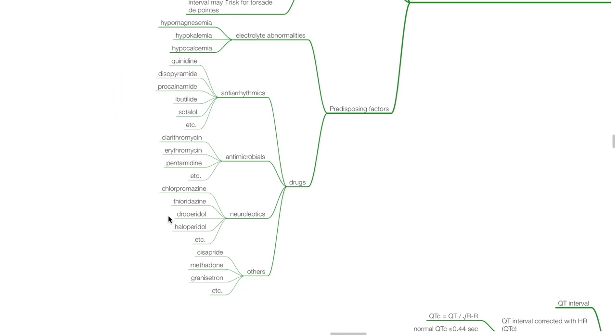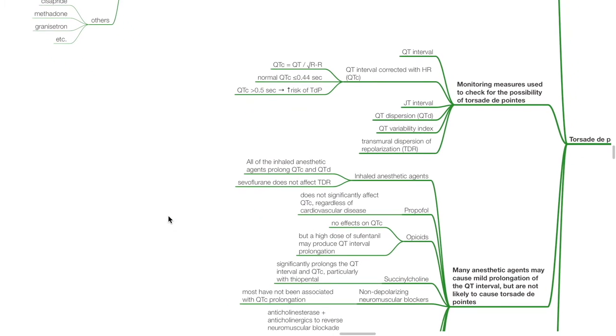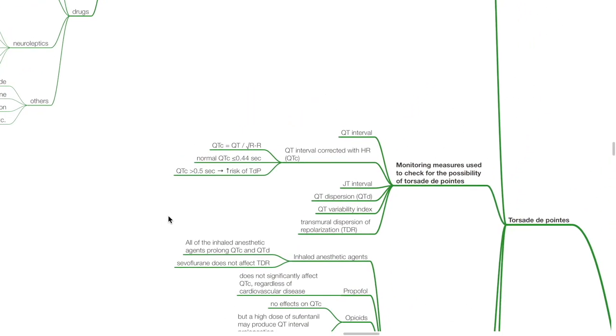Predisposing factors: electrolyte abnormalities such as hypomagnesemia, hypokalemia, and hypocalcemia; drugs such as antiarrhythmics, quinidine, disopyramide, procainamide, ibutilide, and sotalol; antimicrobials such as clarithromycin, erythromycin, and pentamidine; neuroleptics such as chlorpromazine, thioridazine, droperidol, and haloperidol; and other drugs such as granisetron, methadone, and cisapride.